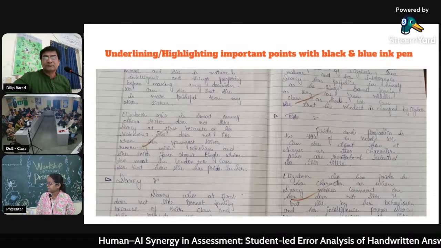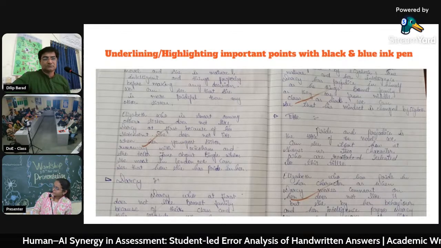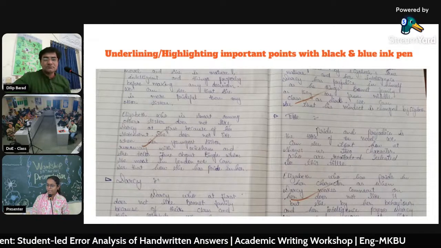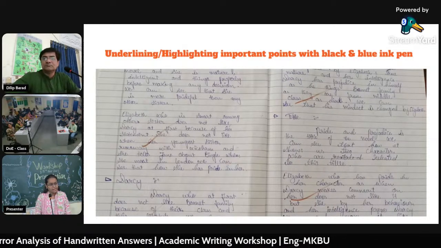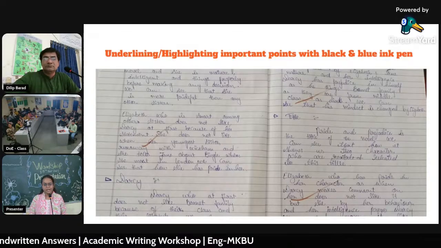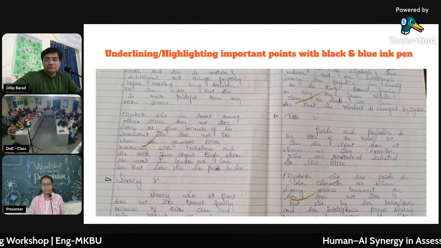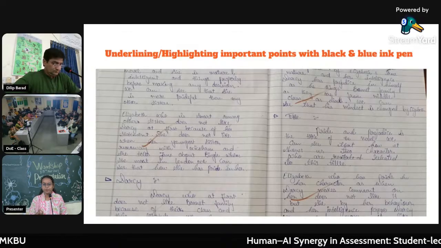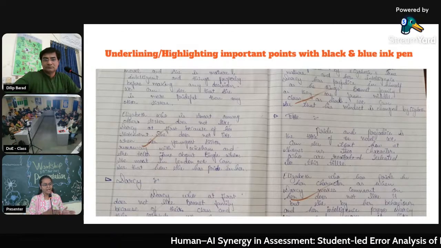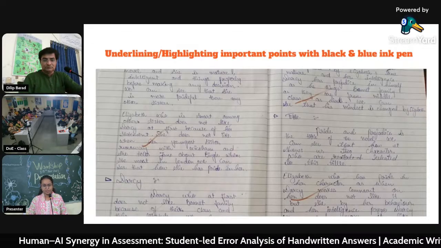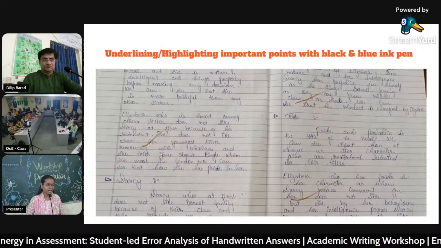Next, underlining or highlighting the important points with black and blue ink pens. As we discussed in the classroom as well, you have to use a black pen and a blue pen. You can highlight main points with the black pen, and you can write your main content with the blue pen. You don't have to use a red pen; you are free to use black and blue pens.